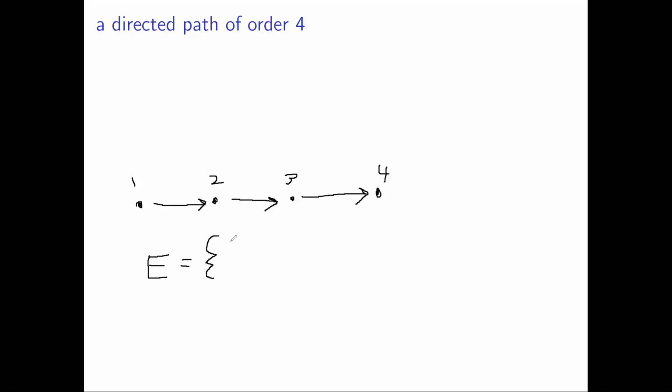and we can write it as this set of ordered pairs: (1, 2), (2, 3), and (3, 4). And that's the relation.